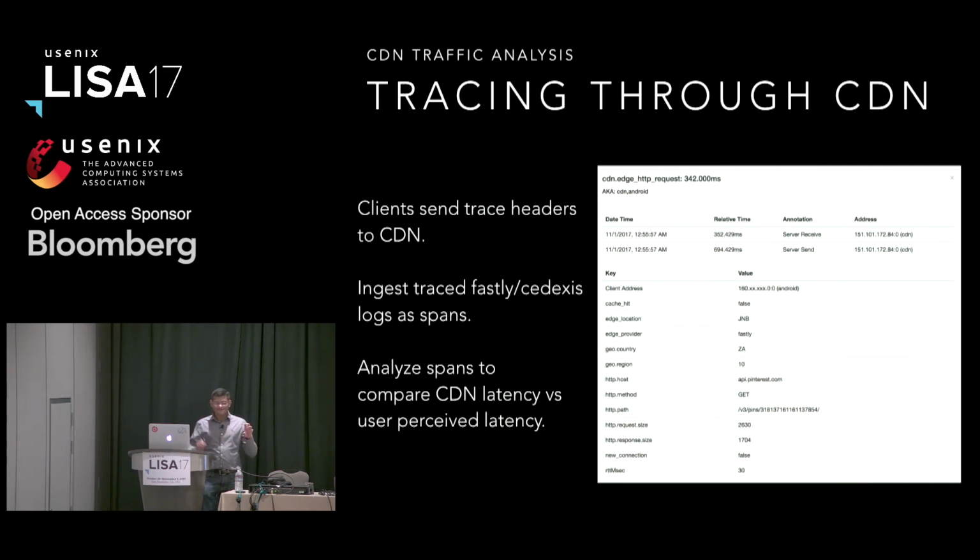when we were tracing the clients and the backend, we didn't have any insight into CDN. The CDN told us, hey, this is the latency we see, and we looked at the client side latency, we looked at the server side latency, and nothing added up. So we wanted to trace through CDN. We took all the trace headers and sent them as part of CDN requests. Later, we would parse out the CDN logs from Fastly and ZXs, generate spans, and add them to Pintrace with all the CDN metadata.